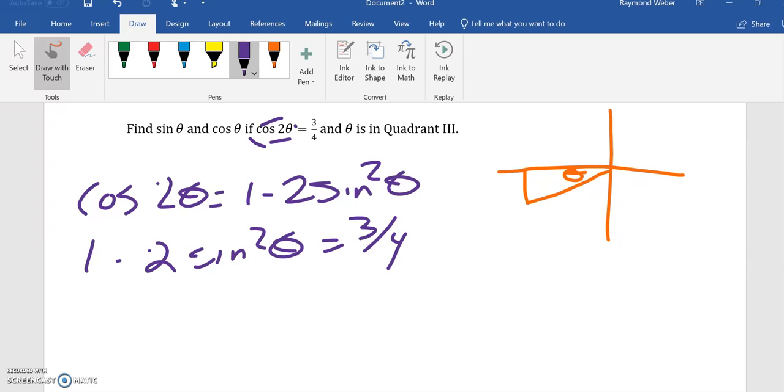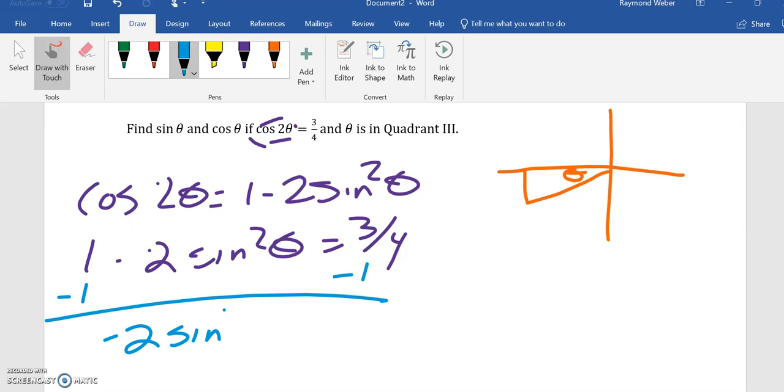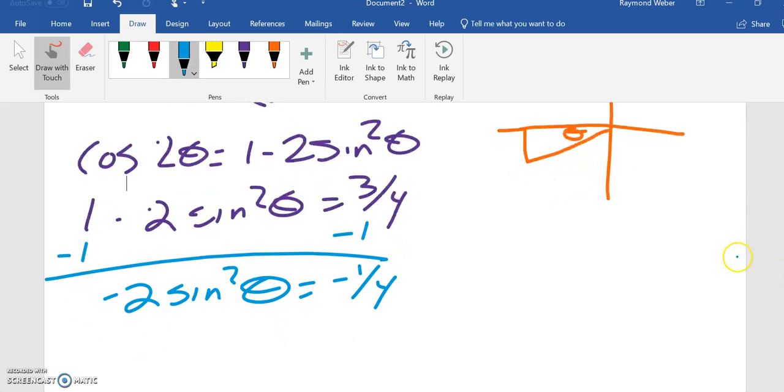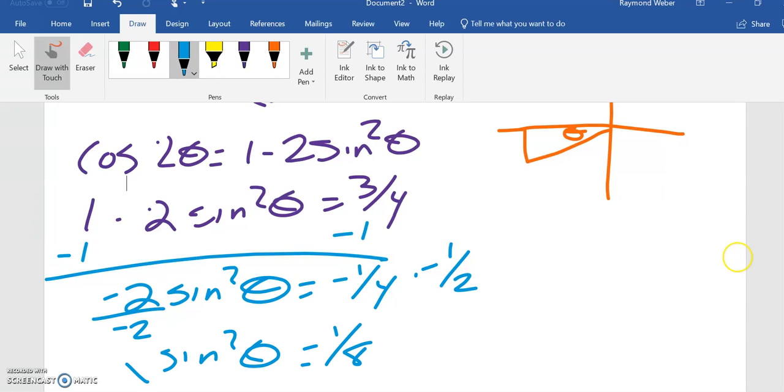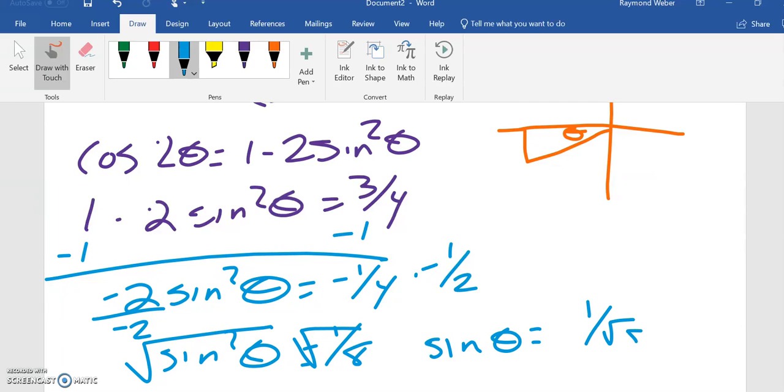Now what I'm going to do is solve for theta, more or less. I'm not really going to solve for theta, I'm going to solve for sine theta. I'm going to subtract 1 from both sides. Then I get negative 2 sine squared theta equals negative 1/4. And then I'm going to divide by negative 2, which is the same as multiplying by negative 1/2. So I get sine squared theta equals 1/8. Then I'm going to take the square root. So then sine theta equals 1 over the square root of 8.